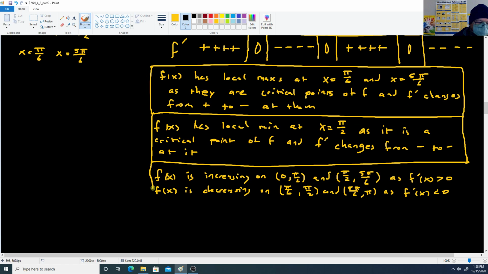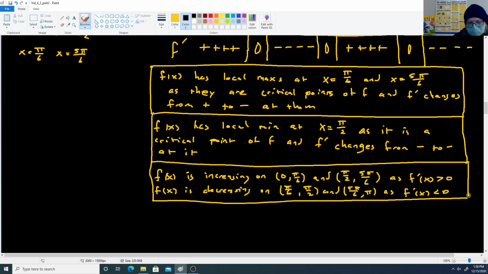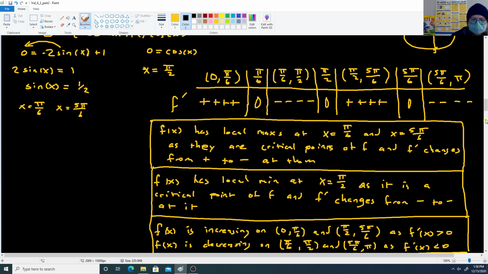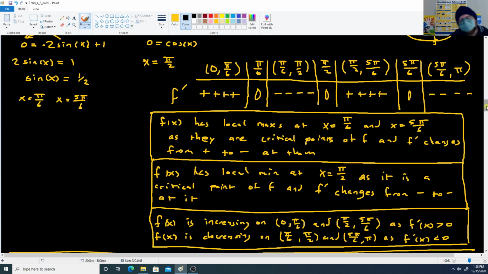So we're increasing on regions where the first derivative is positive, and we're decreasing on regions where the first derivative is negative. So we got our table, our chart for our first derivative, and from that we were able to tell our local max and mins, and tell where the function was increasing and decreasing.